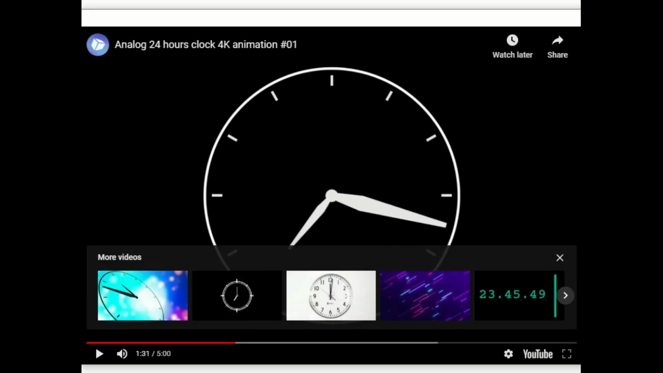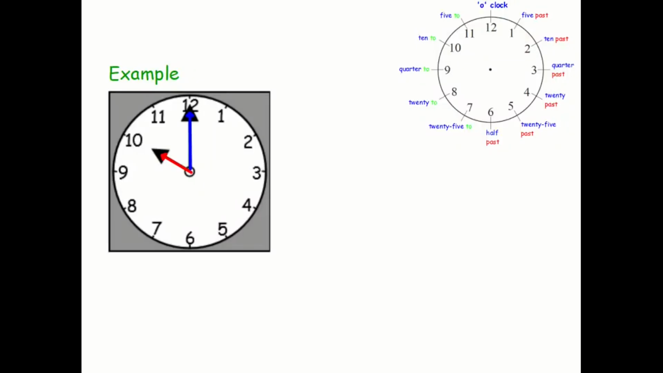Okay, let's have a look at a few examples. So here the minute hand, the longest hand, is on the 12 and the hour hand is on the 10. So we say that this is 10 o'clock. Now bear in mind that the exercise you're going to do shortly does not have these colour coordinations on it, so you wouldn't see the red and the blue.